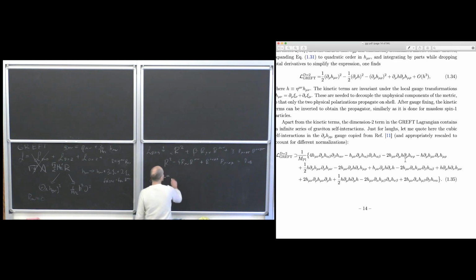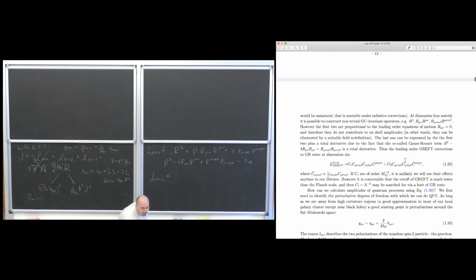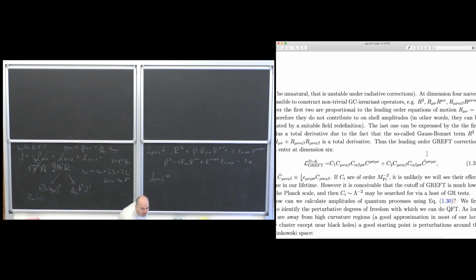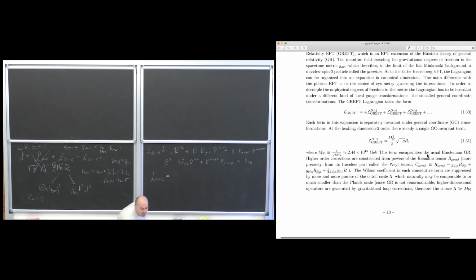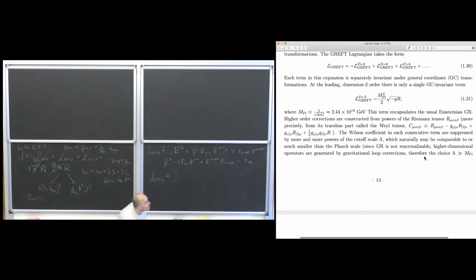And you can write the following. You could write it in terms of the Riemann tensors. But it's better to write it in terms of the so-called Weyl tensor, which is the same as the Riemann tensor but with all the traces removed, just to remove all these redundant operators in the process, so that you make sure you don't add any of these redundant operators.